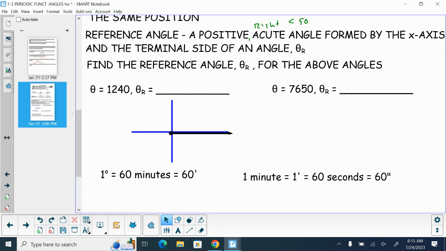In all these problems, the best thing to do is draw a picture, draw a picture, draw a picture. Where does the terminal side end up at? And then go from there. Figure out where the terminal side ends up at, and then figure out what your reference angle is. 1240.